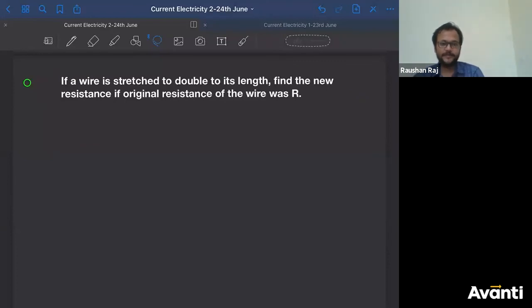Same. ओहो, क्या बात है, इतना क्विक, फ्लैश से भी ज्यादा. सेम कैसे होगा भैया? If the wire is stretched to double its length, find the new resistance if original resistance of the wire was capital R. I'm getting 2R, 4R, 2R, R by 2. Okay, ठीक है, बहुत सारे लोगों ने आंसर किया. But most of you are going for either 4R or 2R. मतलब सिर्फ लेंथ चेंज कर दिया है ना.